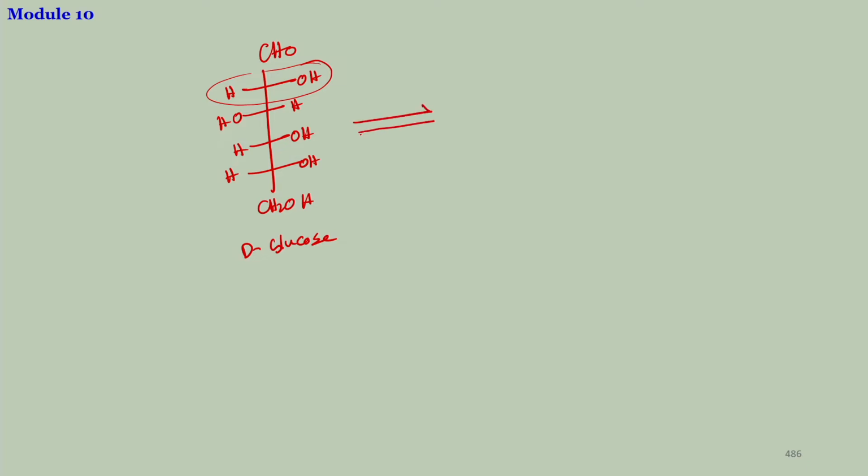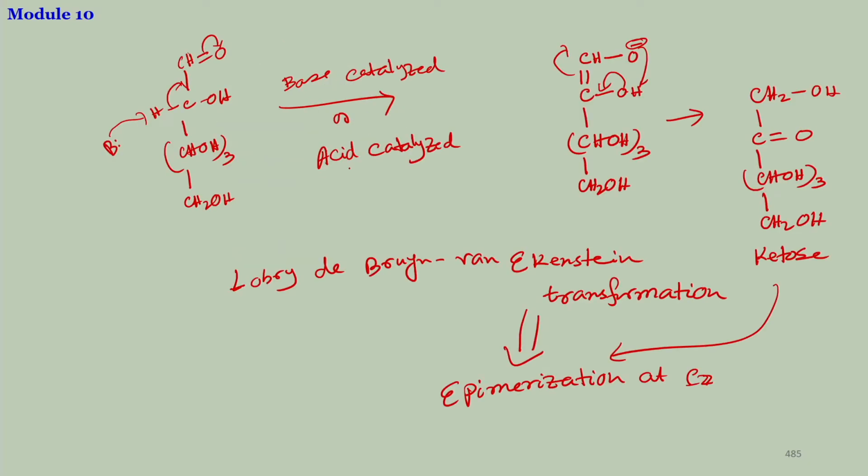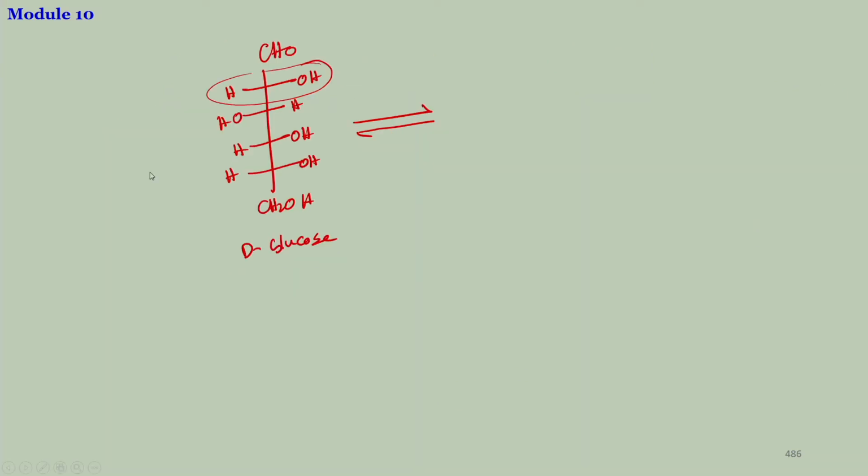So, one thing I forgot to mention, that in the previous reaction, be it base catalyzed or acid catalyzed, this reaction is actually a reversible reaction. So, all the steps here are reversible steps. So, all of these structures exist in equilibrium. Which means if you treat it with a base, then you are forming the ketose.